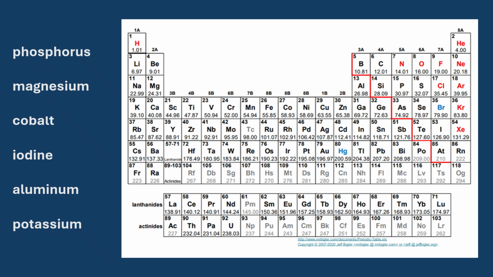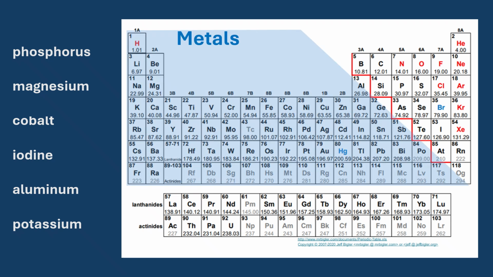But for now, we're going to worry about whether something is a metal, which are to the left of our stair step, or a nonmetal, which are to the right. It's okay to simplify it this much because for our purposes, metals will form cations and nonmetals will form anions. Now let's go to work on finding things. Phosphorus is located with the nonmetals, and that means it has to be an anion.